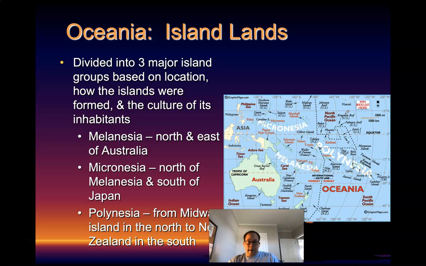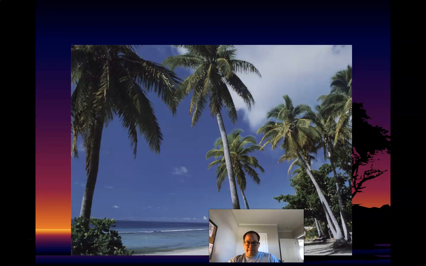Oceania is divided into three major island groups based on the location, how the islands were formed, and the cultures of its inhabitants. Looking at Melanesia, north and east of Australia; Micronesia, north of Melanesia and south of Japan; and Polynesia, from Midway Island to north of New Zealand in the south.